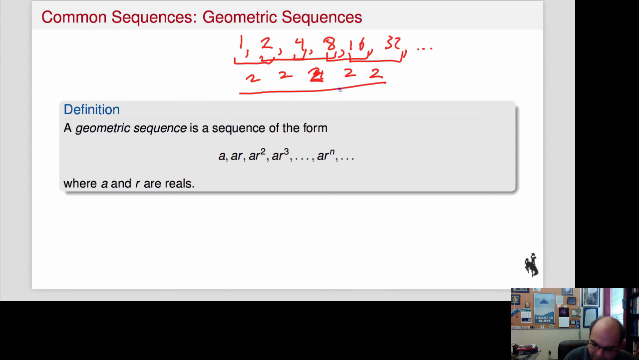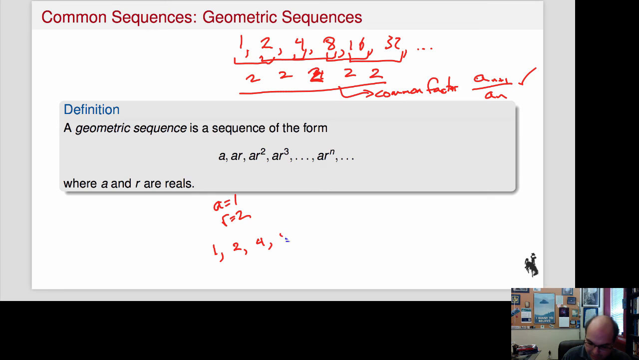Okay, and so what we have is a common factor of a sub n plus 1 divided by a sub n, right? That's always the same. Okay, so what it looks like is a, which is the first element, in this case 1, and here our common factor r is equal to 2. So I say 1, and then 2 times 1 is 2, 2 times that is 4, 2 times that is 8, and so on, right? So that's how I can recreate this sequence.